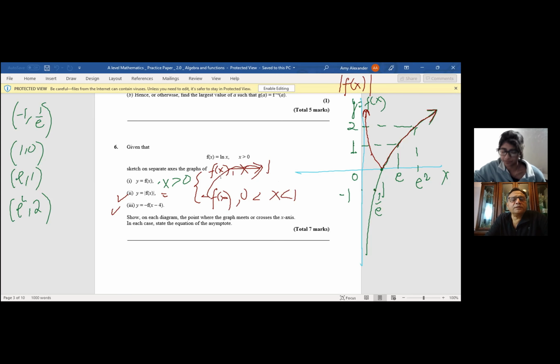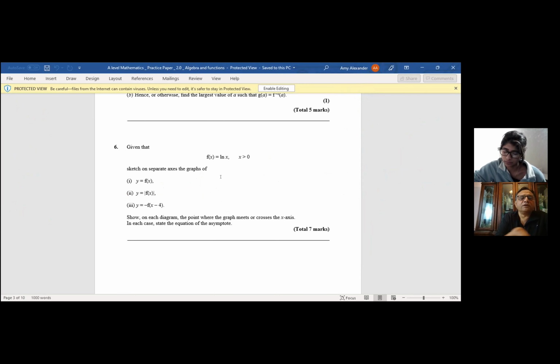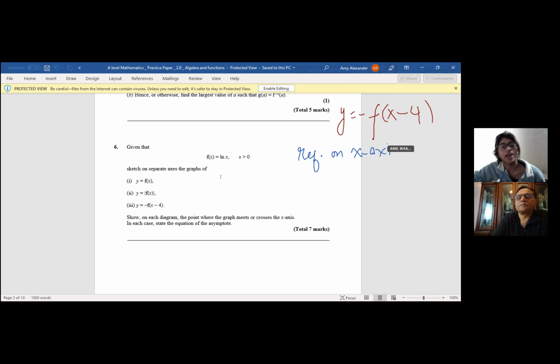Now we can do part 3. Let me erase all this. So we are now working on y equals minus f of x minus 4. Can you explain the transformation here, please? So we are reflecting the graph in the x-axis, and we are doing a horizontal translation 4 units to the right. Perfect.